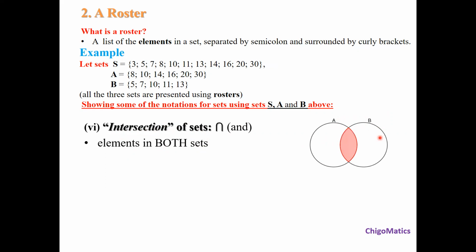So if we are to look at the sets that we have, A and B, A intersection B, we look at the element that is seen in A and is seen in B, and we only have that element, which is 10. 10 is here and again is here. So we can safely say A intersection B is equal to a set with only one element, and that element is 10. And we can write this as A and B.